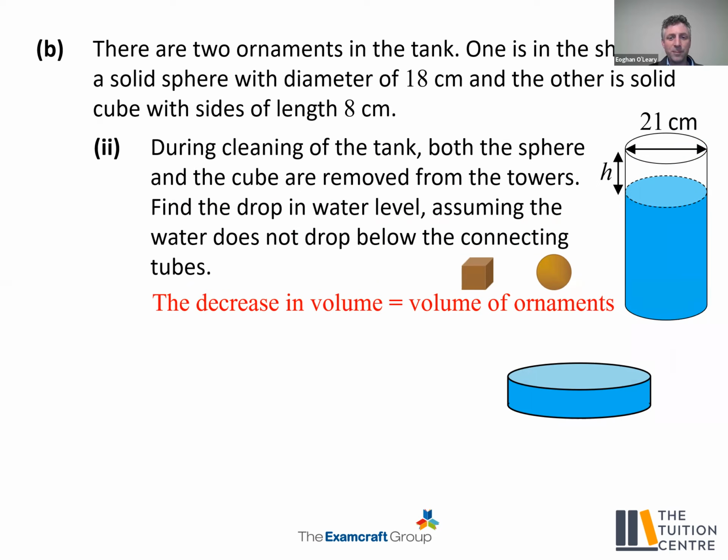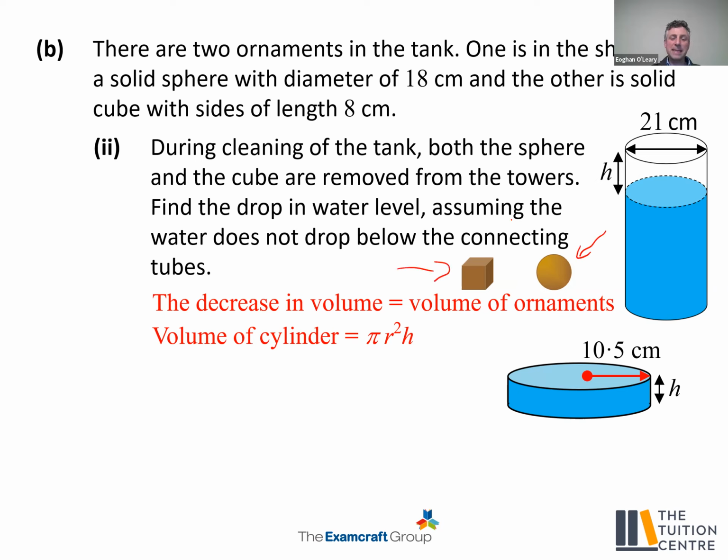So, was it Newton came up with that? That the volume of the cylinder is equal to pi r squared h in this case. So the decrease in the volume of the tank would be equal to the volume of the ornaments. Since we know that already, that's equal to the 972 pi for the sphere plus the 512 for the cube. That's going to be equal to the volume of this cylindrical drop, right?